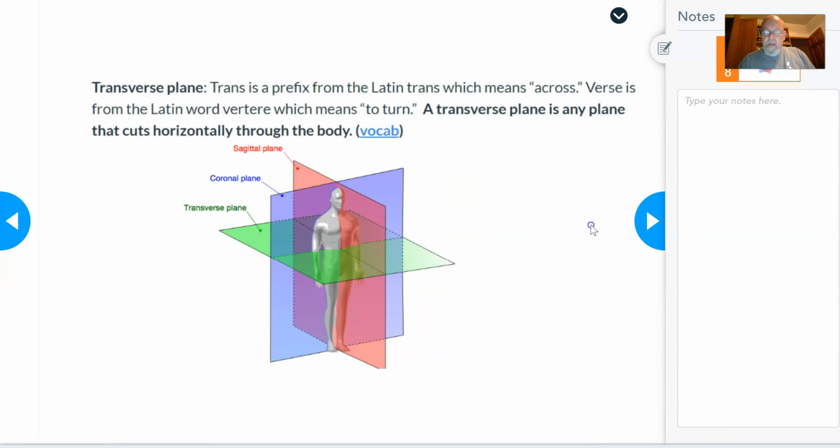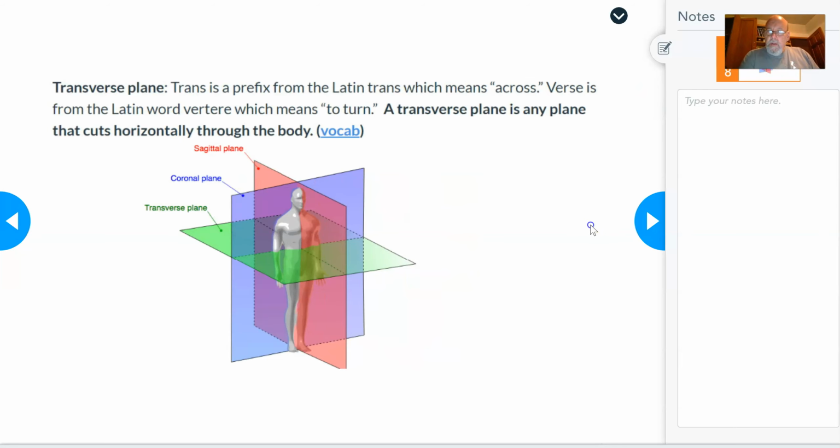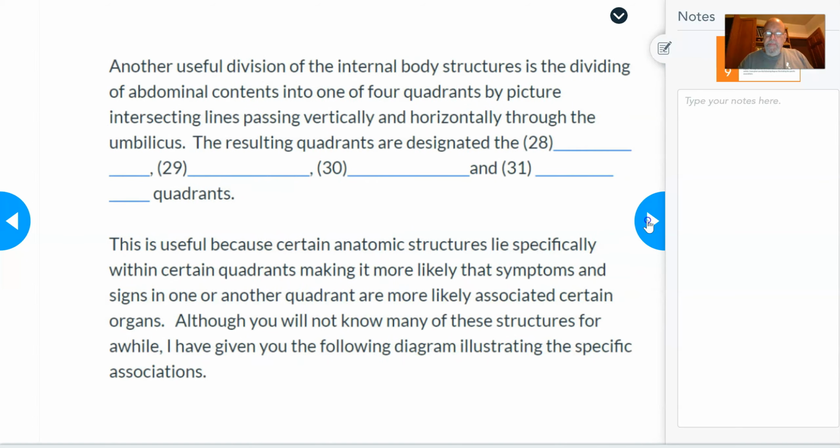Okay, and then trans is a prefix from Latin that means across, and verse is a Latin word from vertere, which means to turn. So transverse plane is any plane that cuts horizontally through the body. Okay. So those are the planes that we're going to use to help us with landmarks inside the body.